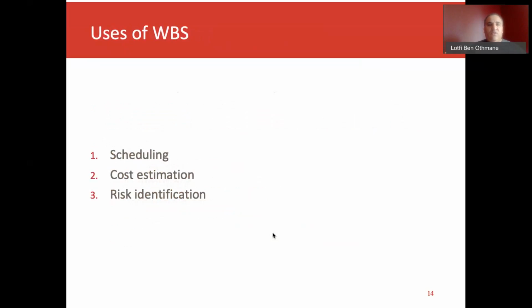So what do we use the work breakdown structure for? We use the work breakdown structure for the scheduling. So we would know what activities we should develop in order to finish the project. We would use the work breakdown structure in the cost estimation and in the assessment of the project delivery duration, and we would use also the work breakdown structure for the risk identification. So the next modules after this one will be on risks, and we're going to see how actually we can use the work breakdown structure for the risk estimation.